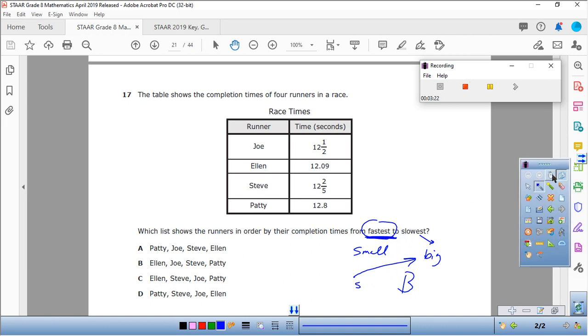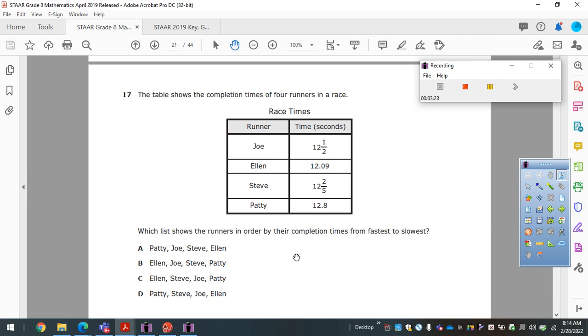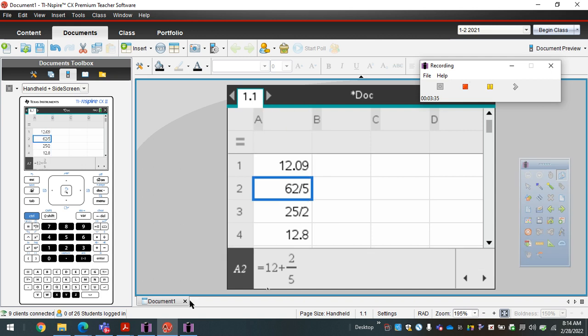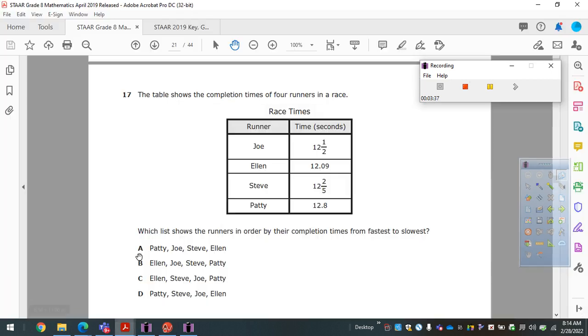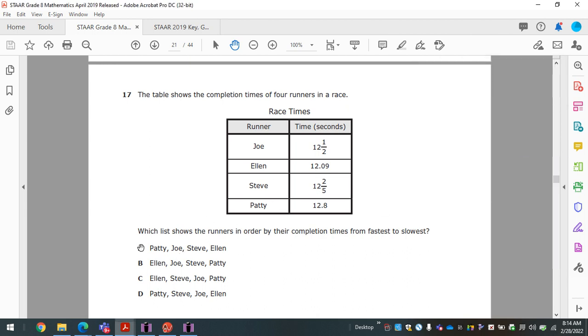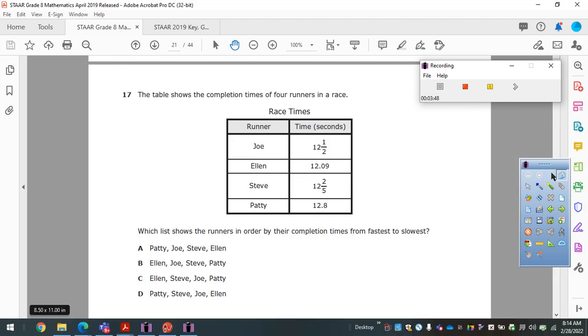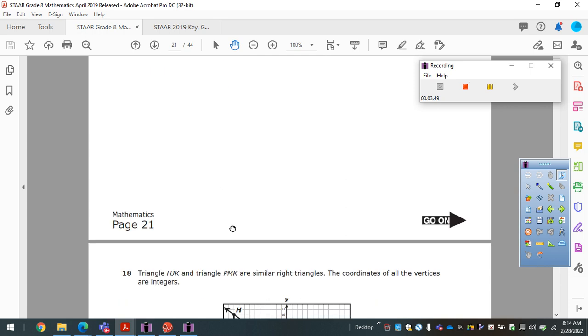So now, just go read the question. We're going to go ascending, and we're going to go up. Wait, I think I did it already, right? 12.09, and then this one here would be 12 and 2/5. So 12.09 and then 12 and 2/5. 12.09, Ellen goes first, and then 12, Ellen and Steve. So C is the answer. Checks out.